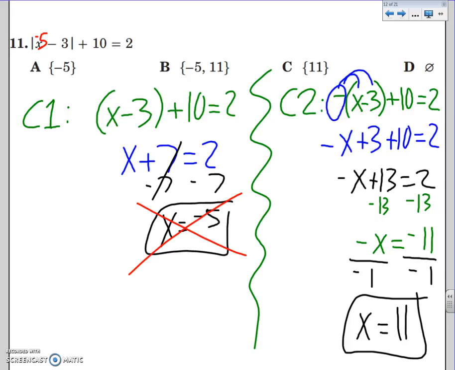Alright, I'll plug in 11. 11 minus 3 is +8. Absolute value of +8 is still 8. 8 plus 10 is 18. Again, 18 equals 2 does not make sense. This does not work either. This one has no solution. So if you did not check your answers, you probably would have got that wrong. So that is D.